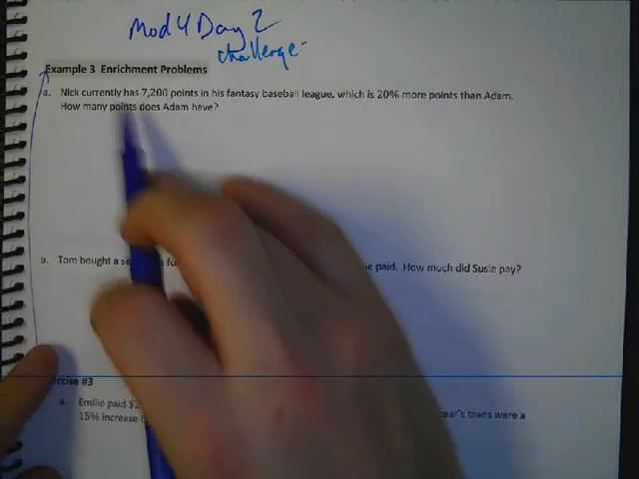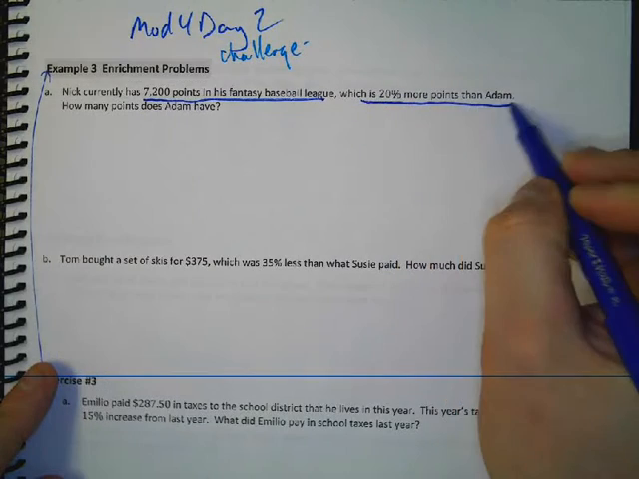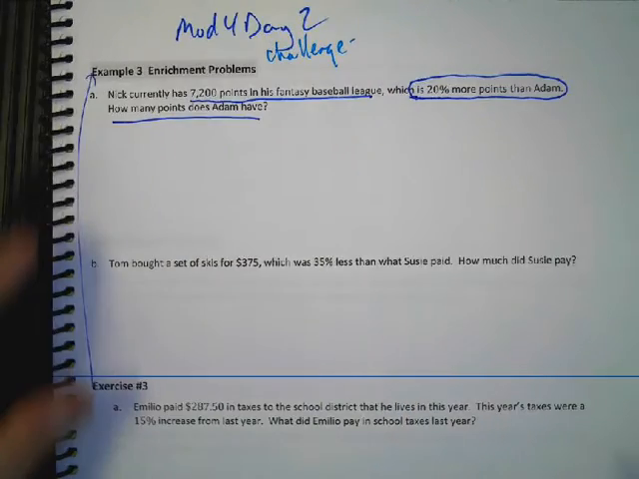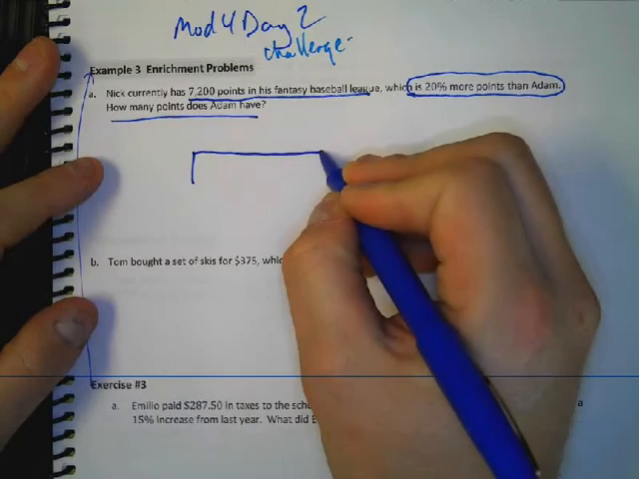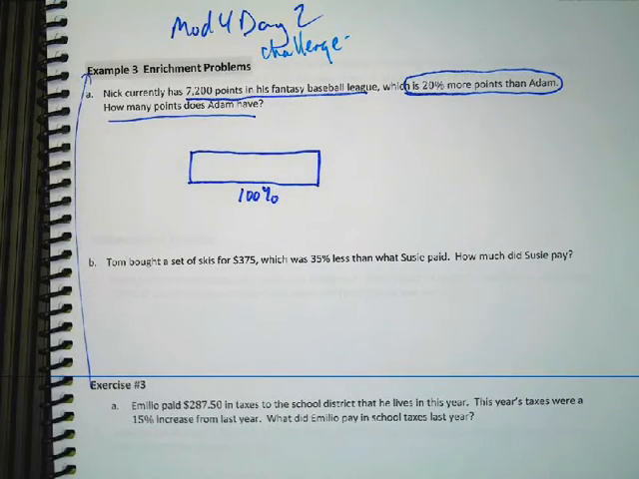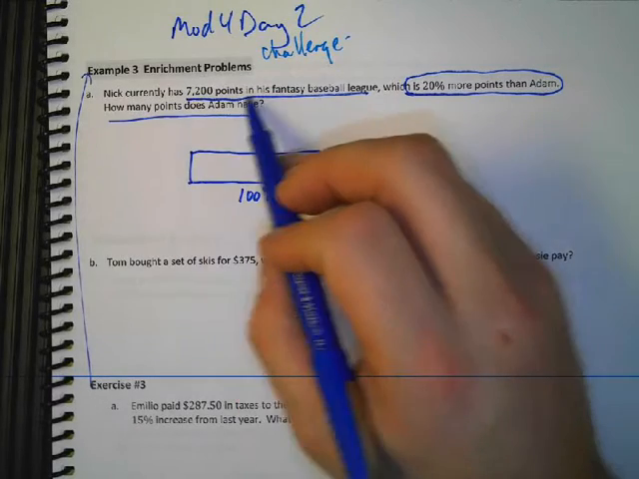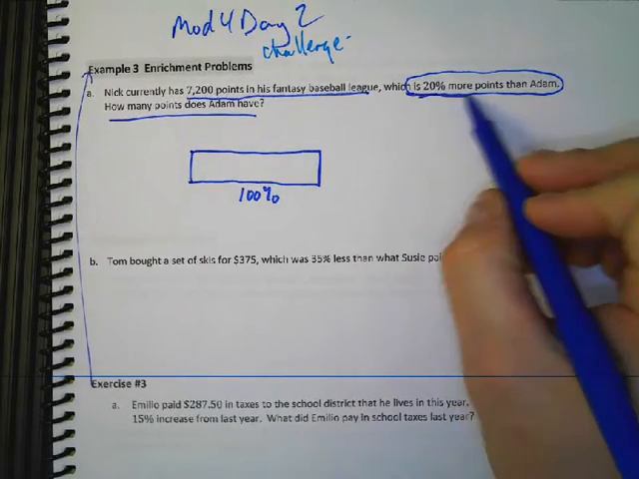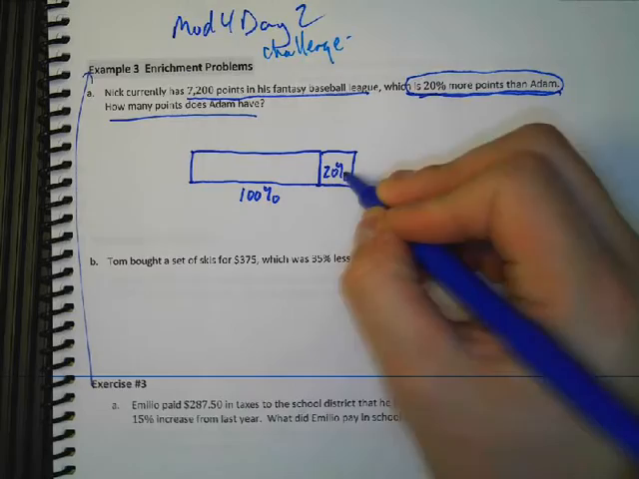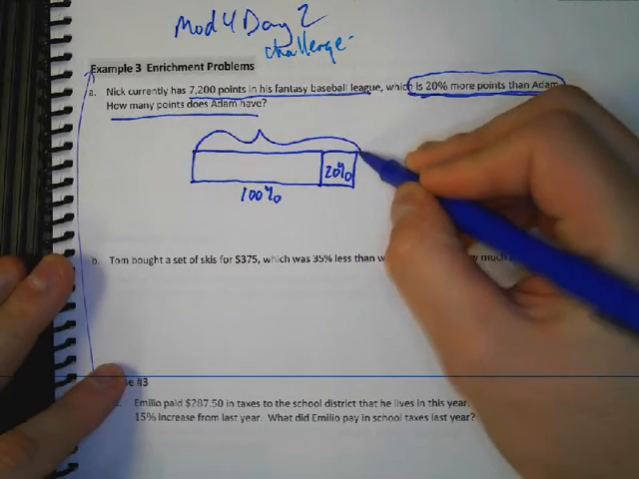So Nick currently has 7,200 points in his fantasy baseball league, okay, which is 20% more than Adam. How many points does Adam have? All right, so watch what my diagram is going to look like on this one. So I have my 100% piece of tape. Now watch what I'm going to do in this one. Nick has 7,200 points, which is 20% more than Adam. So I'm going to add a 20% block on, giving me a total of 120%.